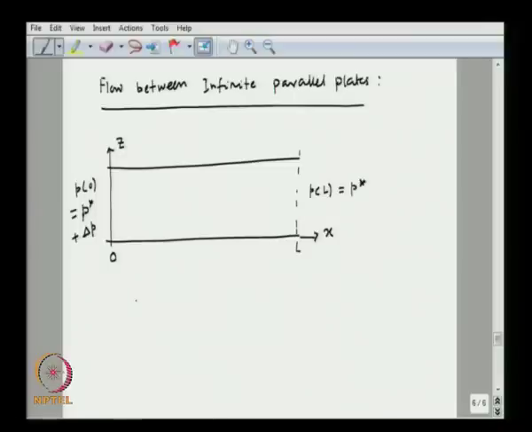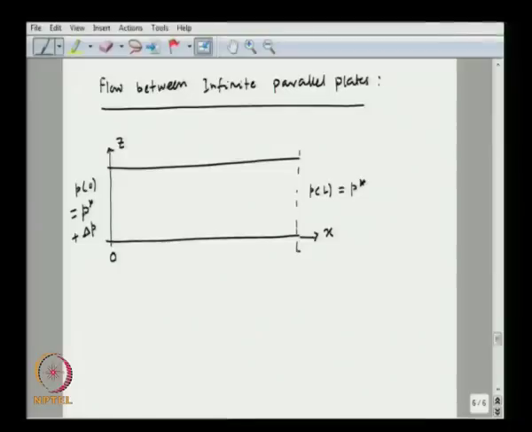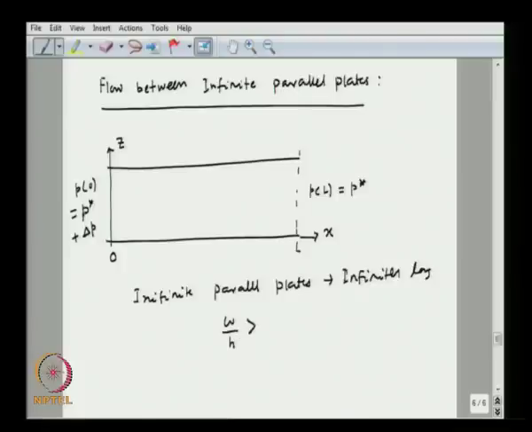Okay. And here we are talking about infinite parallel plates, that means the width of the channel is going to be large as compared to the height between two plates. So, infinite parallel plates, so they are infinitely long, and we consider W over H to be greater than 1.